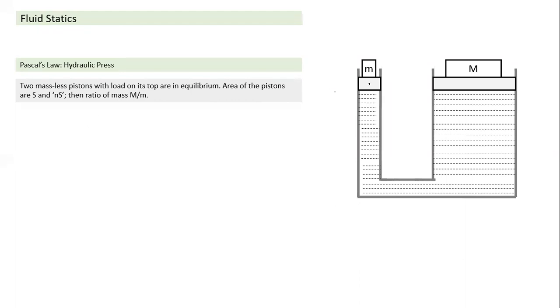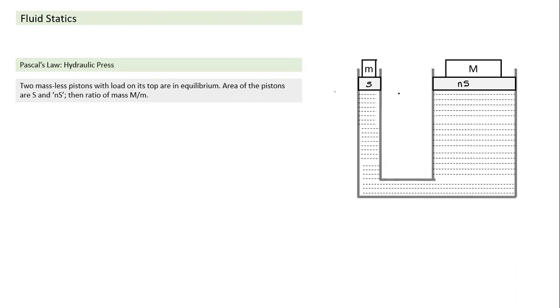If the area of this piston is S, and this one is n times S, some multiple of S, it could be 100, it could be 50, whatever number, with n greater than 1. So if these are the two areas, and if these two pistons are at the same level, what has to be the ratio of mass which each piston can support?